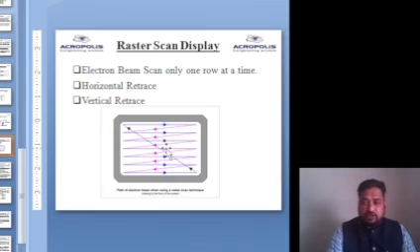Raster scan display always uses the horizontal scanning approach. Whatever pixel values are stored in the frame buffer, all those pixels will be displayed on the screen of the monitor, because the picture definition is stored in the frame buffer. There are two concepts: one is the horizontal retrace and the second one is the vertical retrace. After completing each row, the electron beam reverts back to the first point of the next row. This phenomenon is called the horizontal retrace. And after completing the complete screen or one frame, the electron beam will revert back to the initial point of the screen.